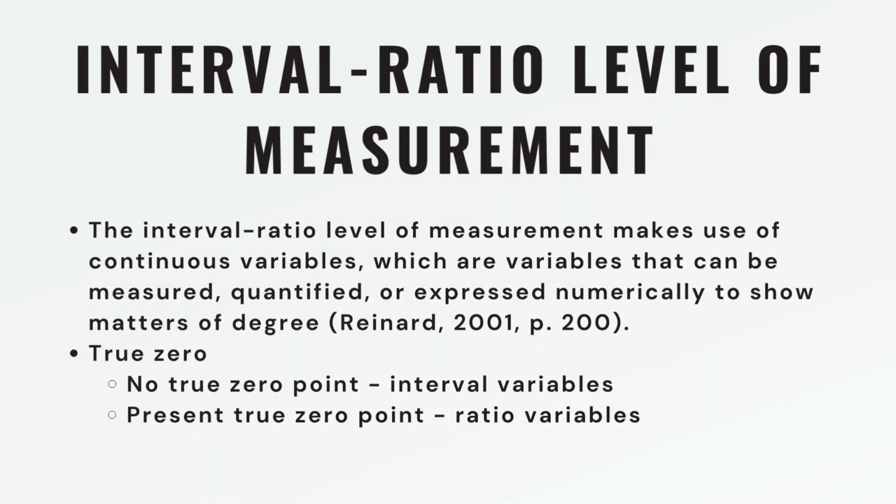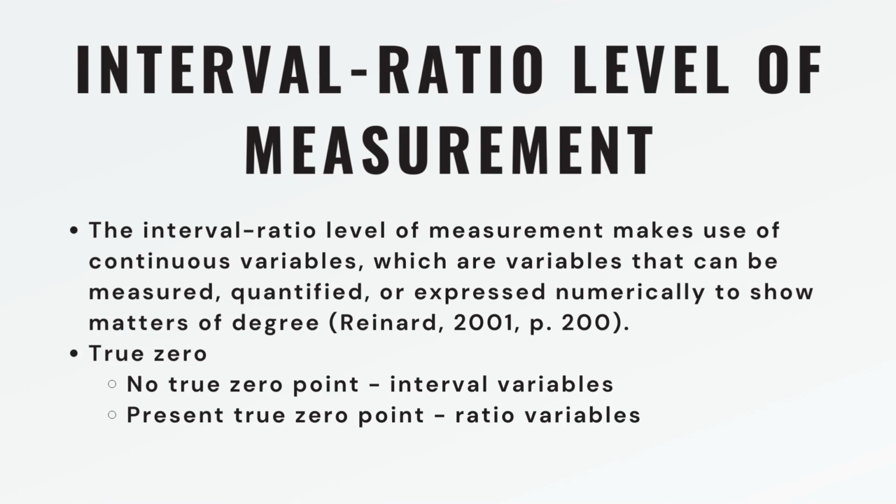The interval ratio level of measurement makes use of continuous variables, which are variables that can be measured, quantified, or expressed numerically to show matters of degree. There are also often evenly spaced intervals between them. A characteristic of variables in the interval ratio level of measurement involves a true zero point.